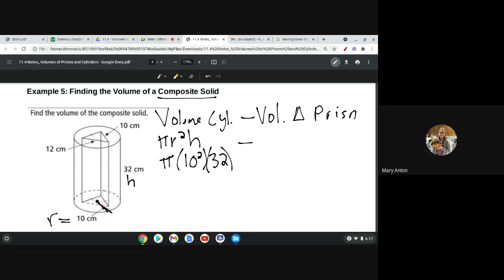All right, so let's see. Pi times 10 squared times 32. This is 3200 pi. I just took 10 squared times 32. So I'm just going to leave it like that. And now I'm going to keep writing this dash. This is the subtraction sign. So now let's just leave that like that and move over and find the volume of the prism.